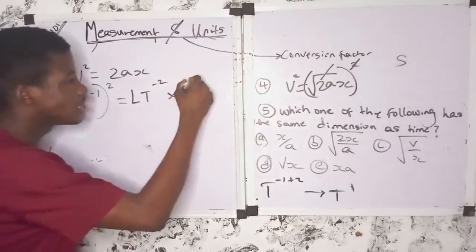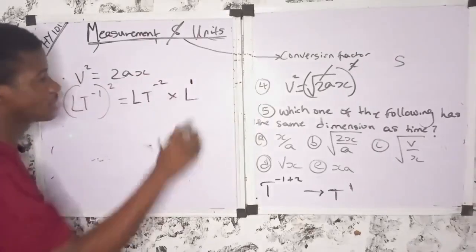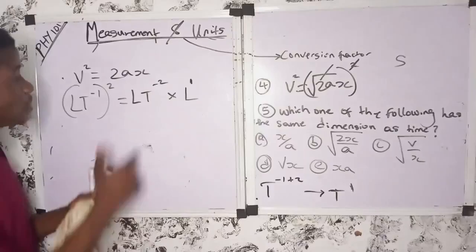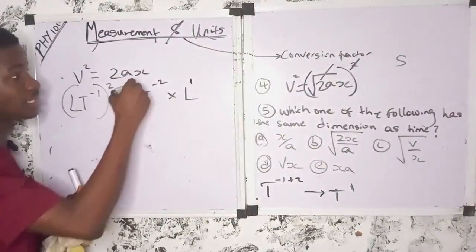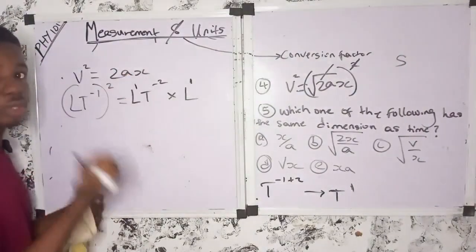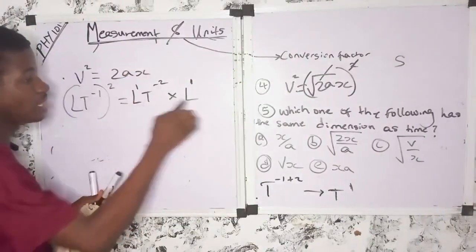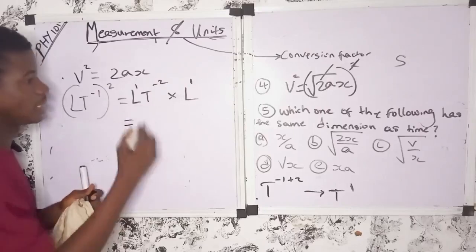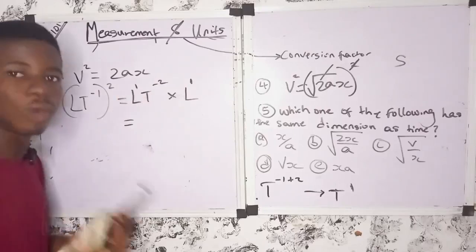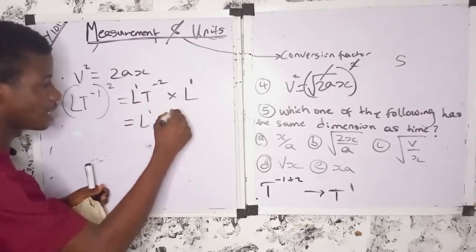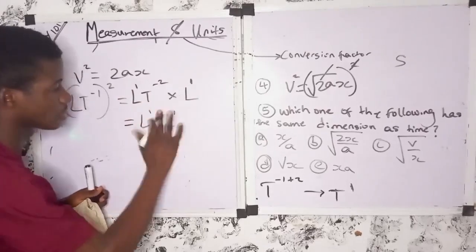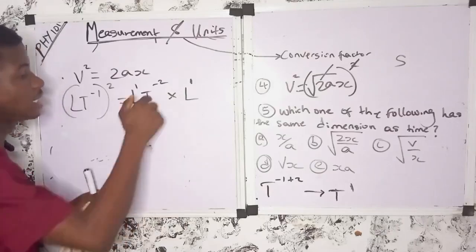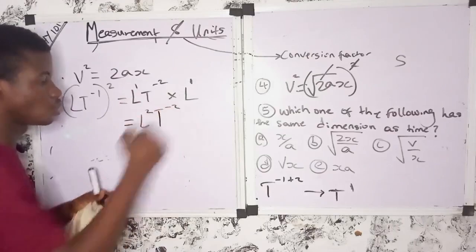Now this L standing alone is something as L raised to power 1, right? According to the law of indices, we take one of the base, then we add their power. When we add L1 times L1, we arrive with L2, right? Then plus this other one, t raised to minus 2.